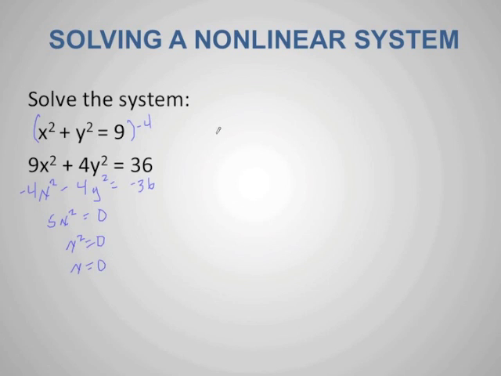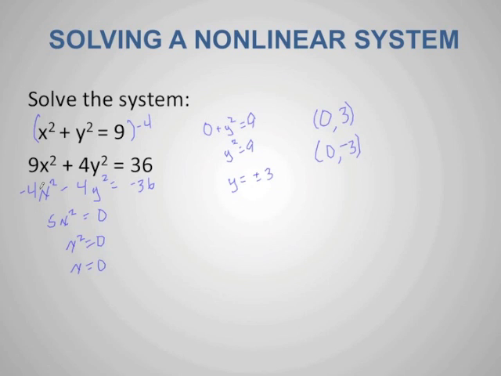I'm going back to the top equation. 0 plus y squared equals 9. Y squared equals 9, and y will equal plus or minus 3. We have to do both. So if x is 0, y is either 3, or x is 0 and y could be negative 3. So we really do have two sets of answers.